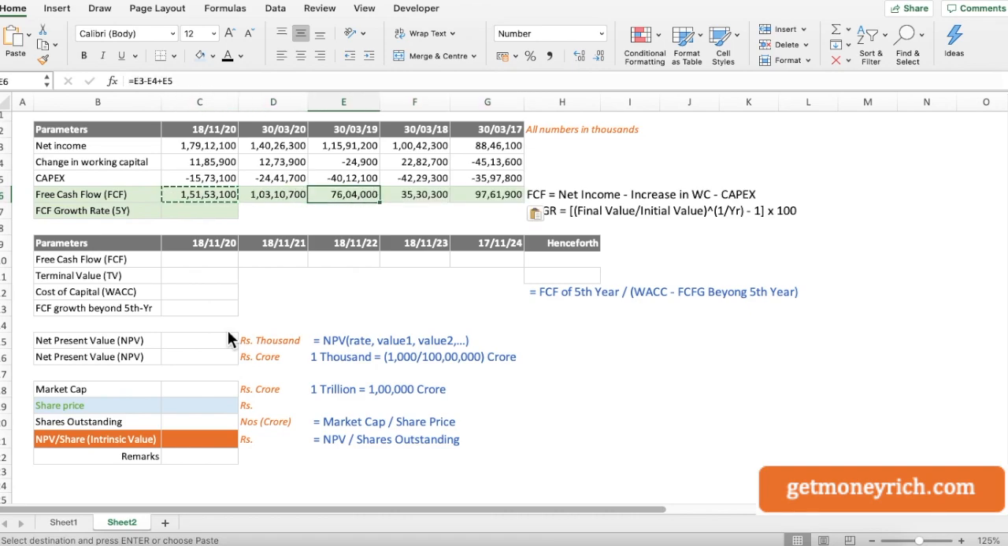Just copy all these numbers. So once we have these free cash flow numbers, we have to calculate the growth rate. To calculate the growth rate, we will use the CAGR formula.